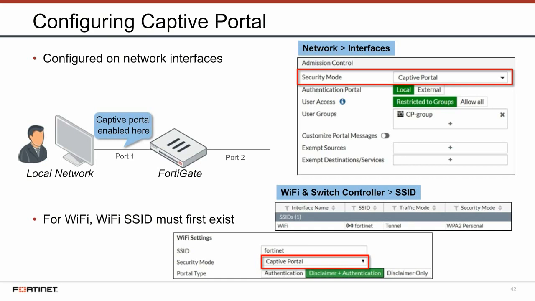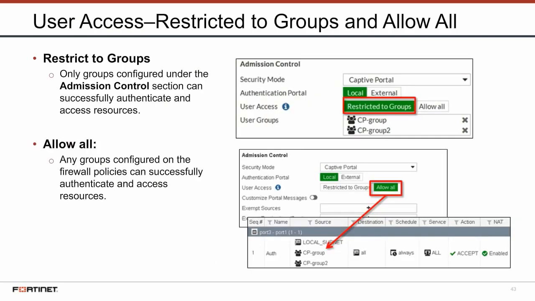You can configure Captive Portal from the Interfaces page. Select the required interface. On the Admission Control page, from the Security Mode drop-down menu, select Captive Portal. Note that if you are configuring Captive Portal for a Wi-Fi network, the Wi-Fi SSID must first exist. Captive Portals are not compatible with interfaces in DHCP mode. On the Admission Control page, you also restrict Captive Portal user access. Select Restrict to Groups to control the access from the Captive Portal configuration. Select Allow All to control the access in the firewall policy configuration.